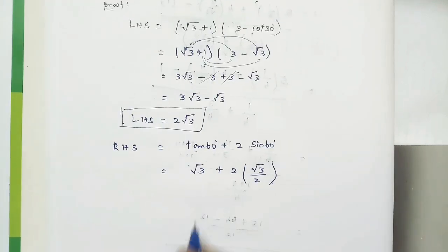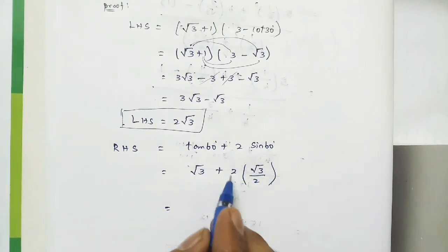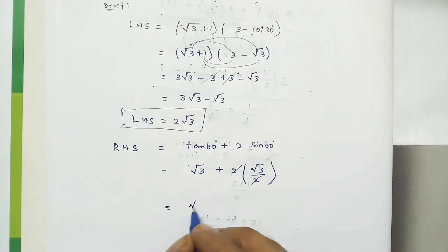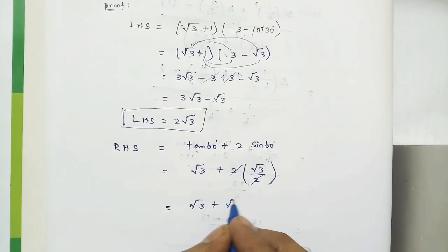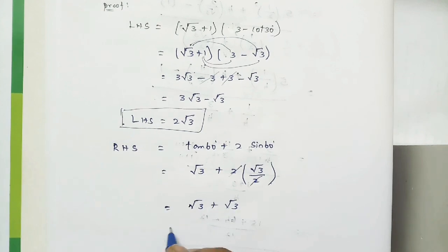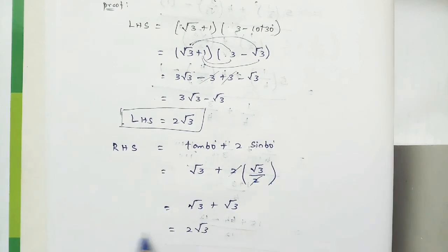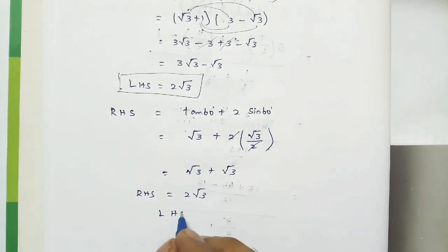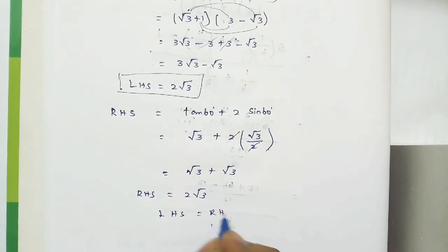Now just simplify. This is in the form of a fraction: 2 into root 3 divided by 2. The 2 will get cancelled. So what remains is root 3 plus root 3. Both are like terms, so root 3 plus root 3 is 2 root 3. So the RHS is 2 root 3. So LHS is equal to RHS. Hence verified.